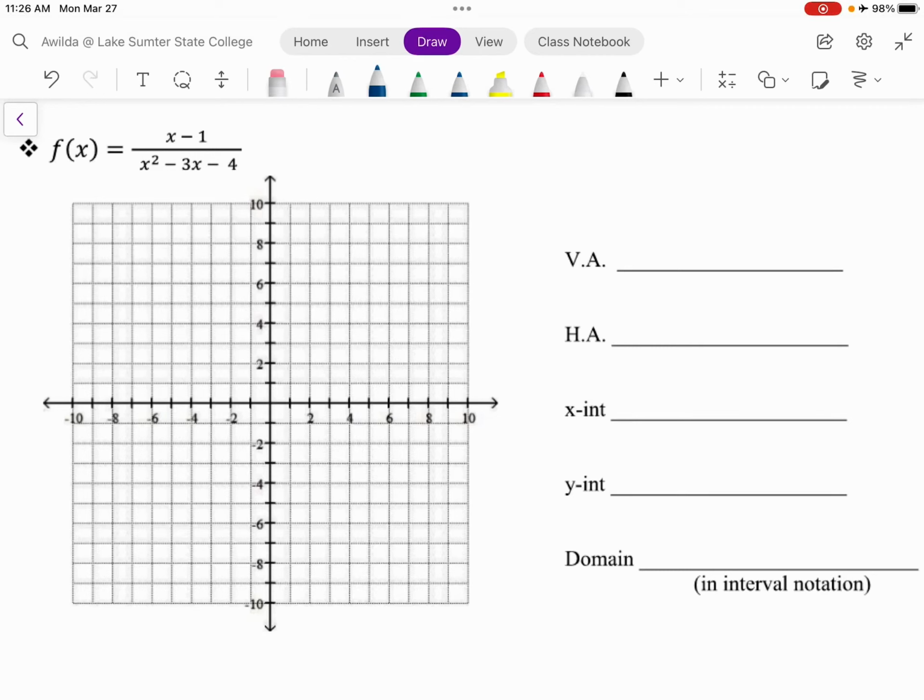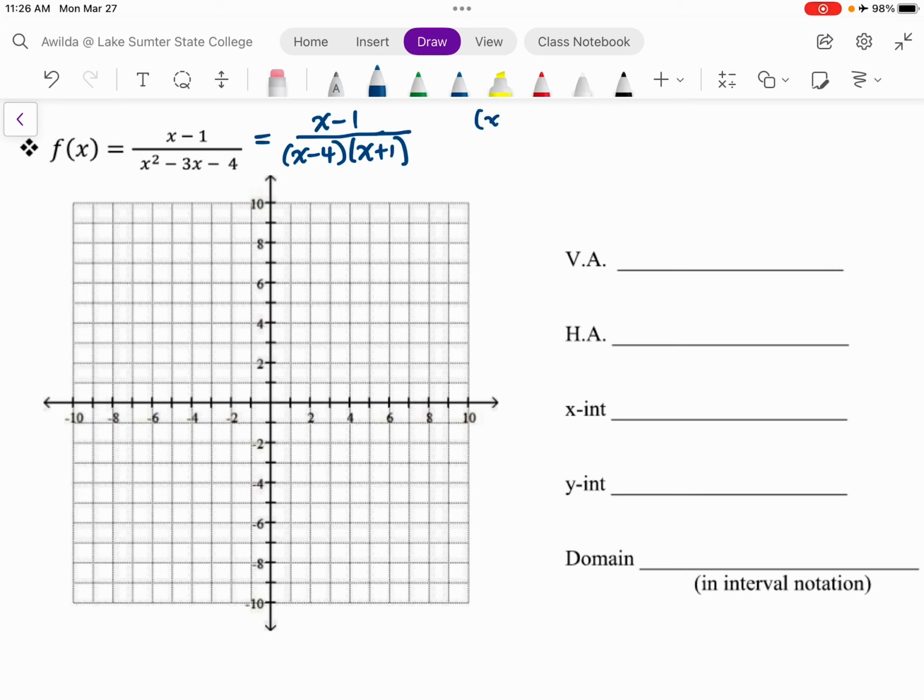In this next rational function, we have f of x equals x minus 1 over the quantity x squared minus 3x minus 4. We're going to go ahead and factor that denominator. So we'll write this as x minus 1 over x minus 4 times x plus 1. Note that there are no factors that are common to the numerator and the denominator. So setting the denominator equal to 0 will actually produce two different vertical asymptotes.